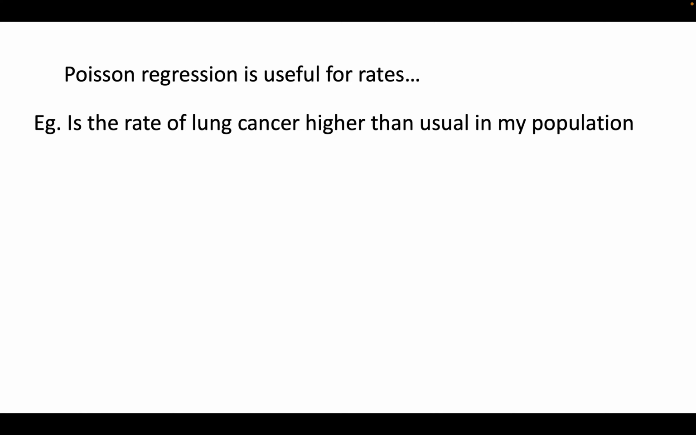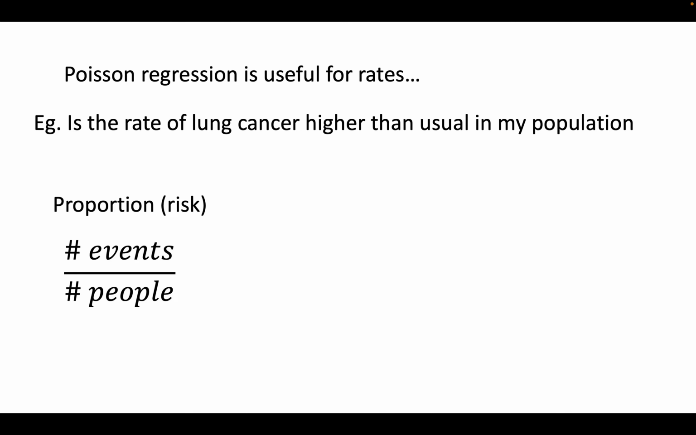In this video I'm going to talk about one sample Poisson hypothesis testing. Questions that you can answer with this kind of hypothesis testing include whether the rate of your population differs from some expected value. An example of that is: is the rate of lung cancer higher than usual in my population? And just some review, a proportion or risk is the number of events over the total number of people.